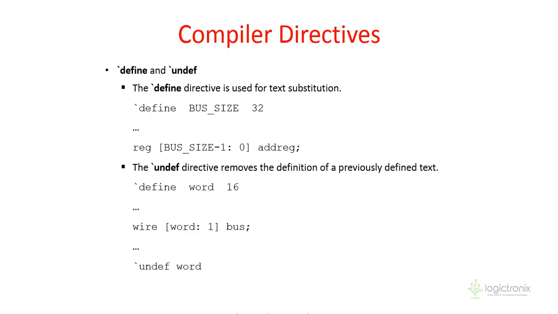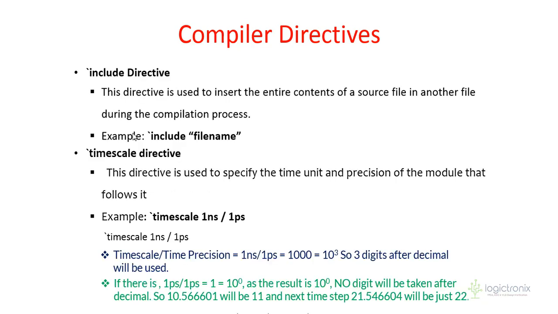Another is define and another is include. So include can be utilized for including any files, like any subprograms or functions written in another file. And the main thing we utilize is timescale. So it just gives the time precision. So 1 nanosecond, 1 picosecond gives us 10 to the power 3, that means 3 digits after decimal precision.